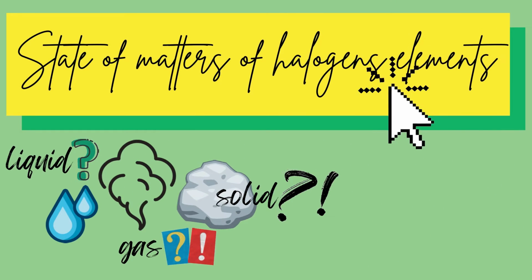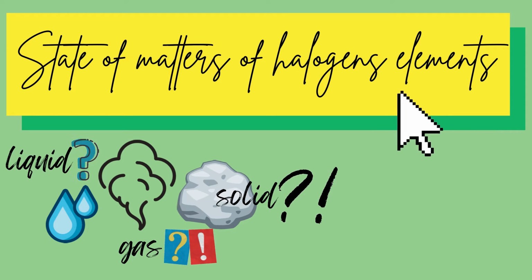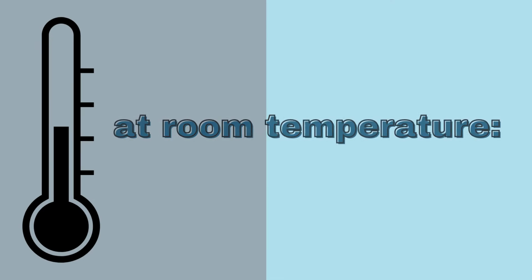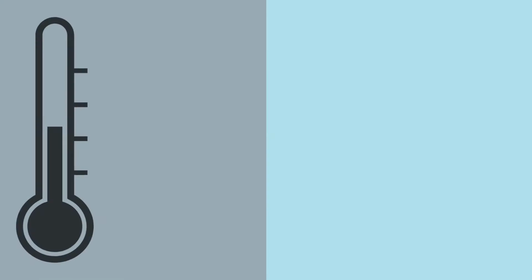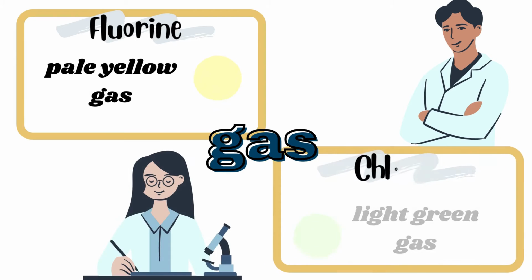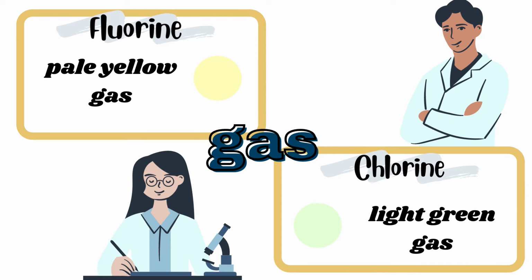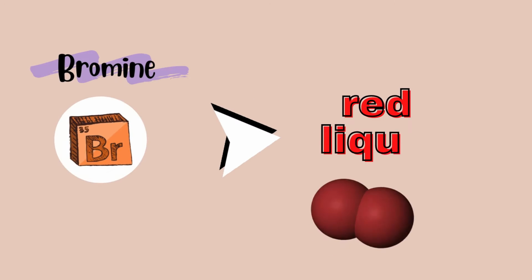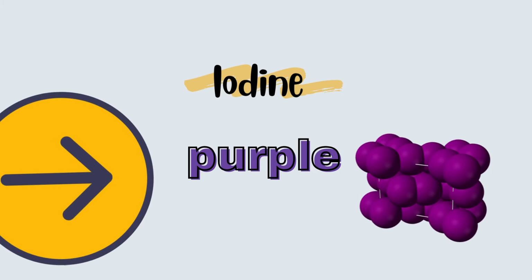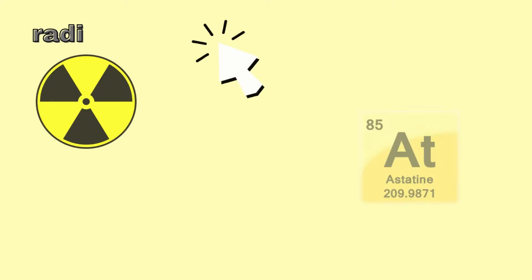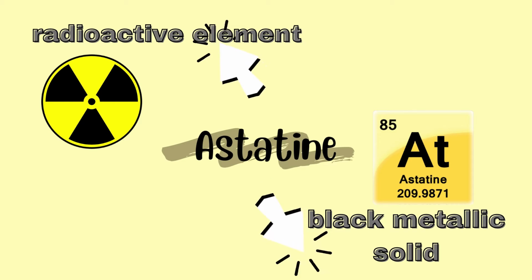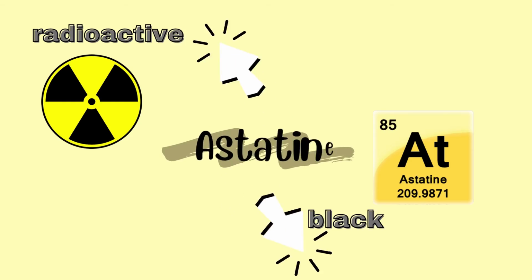Next, what are the states of matter of halogen elements? Liquid, solid, or maybe gas? At room temperature, group 17 contains all states of matter. First, fluorine exists as a pale yellow gas. Meanwhile, chlorine is a light green gas. Bromine is the only group 17 element that exists as a liquid, and iodine appears as a purple solid. The last element, astatine, exists as a black metallic solid and is also a radioactive element.